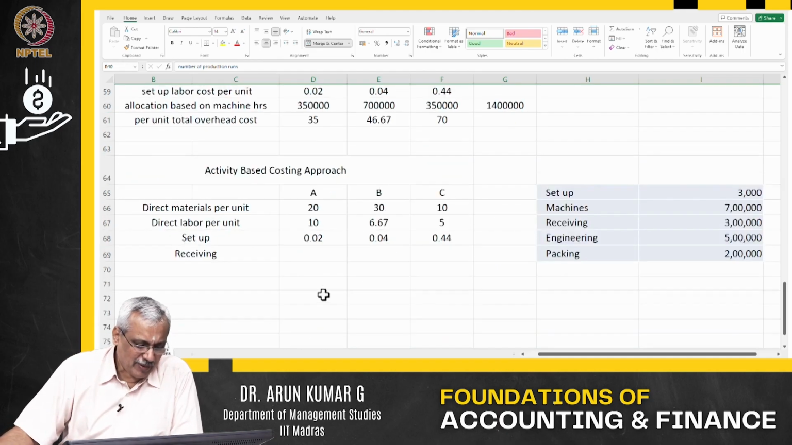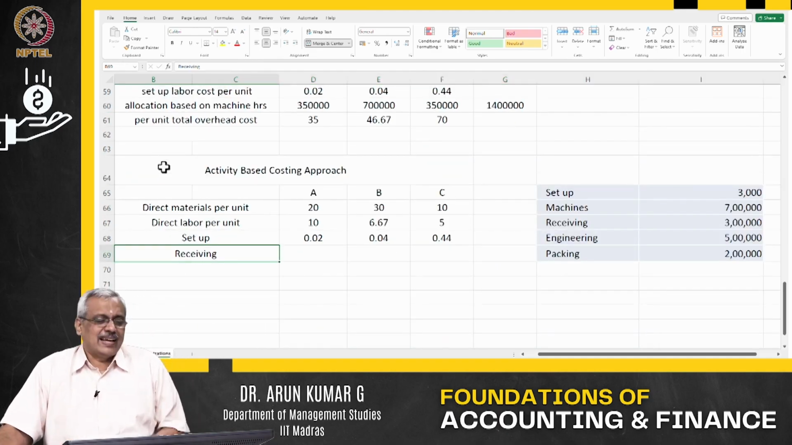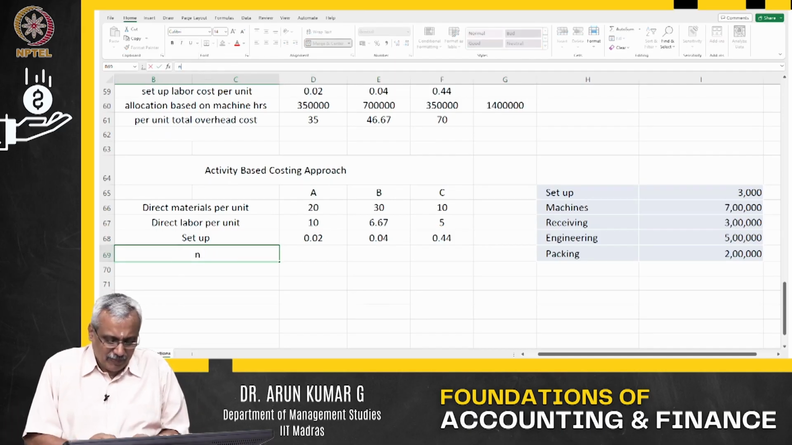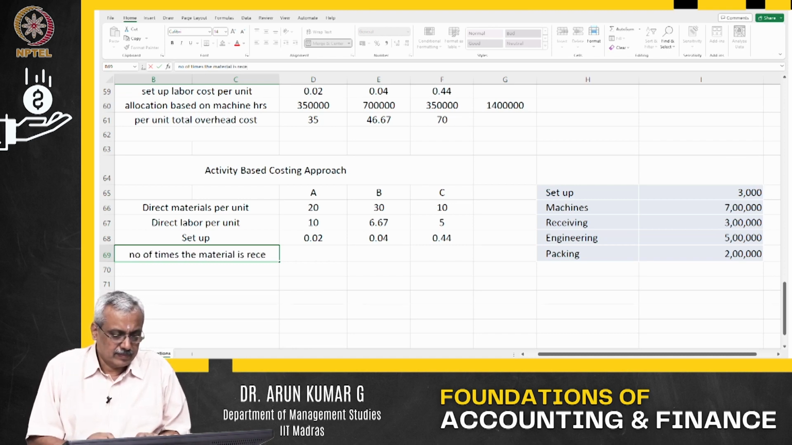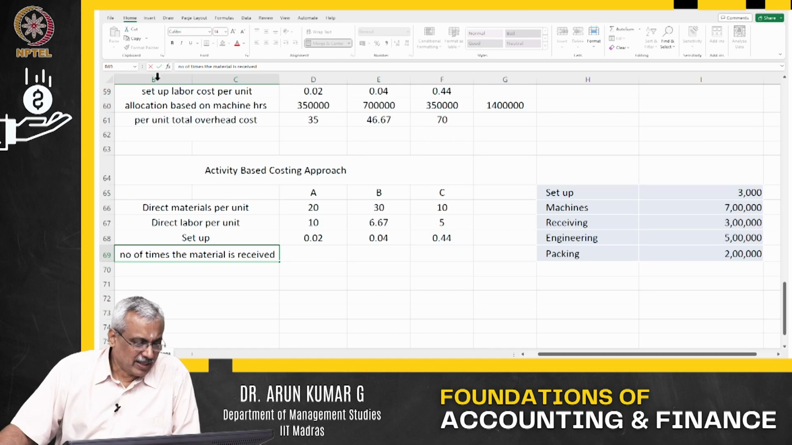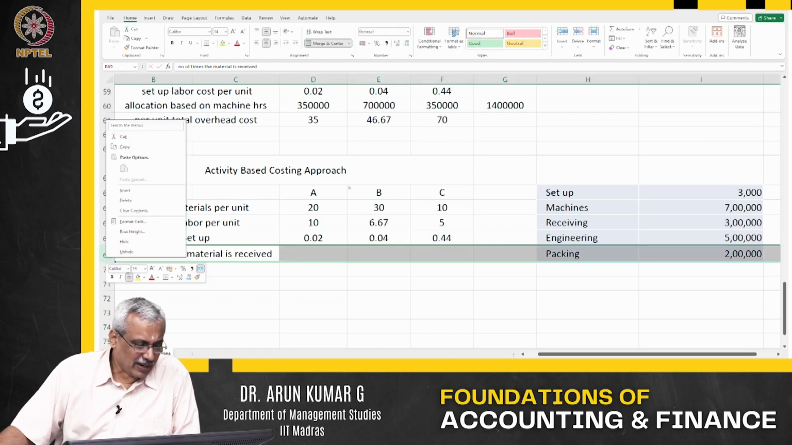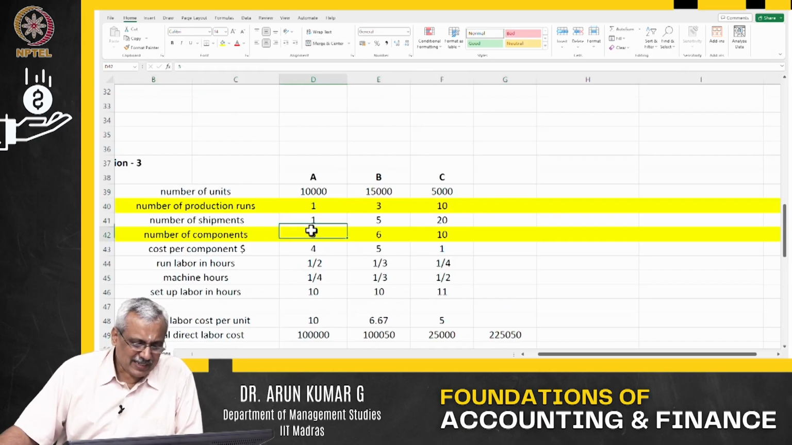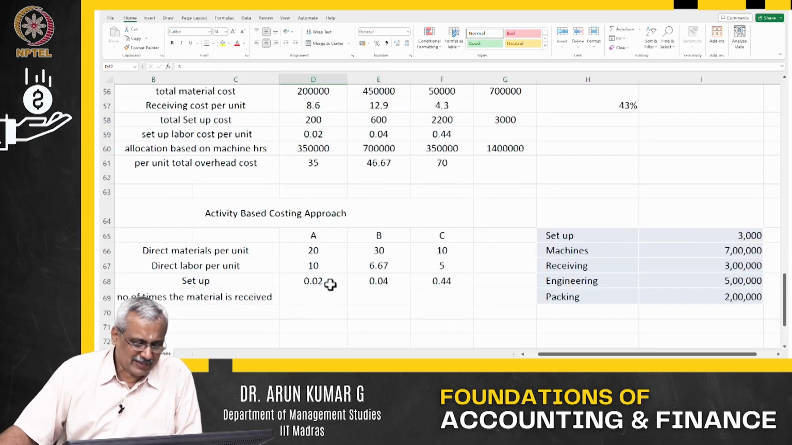So I spend time receiving each component only once. The amount of time on receiving depends on the number of components and the number of times I receive the material. What I am basically looking at is the number of times the material is received. In A, I have only one production run and only 5 components, so I receive the material only 5 times.